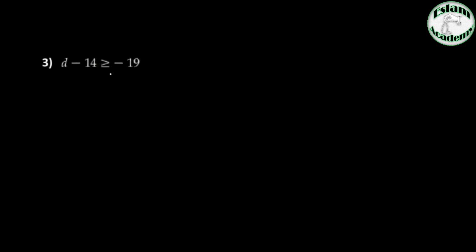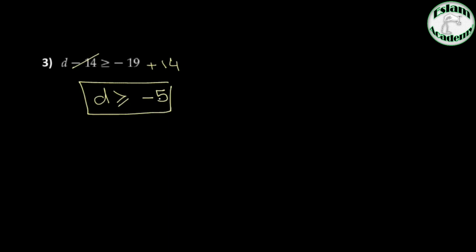Number 3. d minus 14 is more than or equal to negative 19. Because we have minus 14, we'll add 14. So d is more than or equal to negative 19 plus 14, which equals negative 5. So the solution now will be d is more than or equal to negative 5.